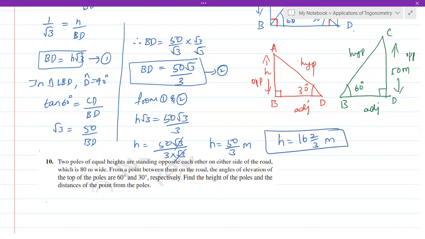Okay, I hope it's very clear. What we have done is, we have found two right angle triangles and there is a common side. We found the common side in both the cases and we equated it. We got the answer. Okay, so we'll continue with the remaining problems in the next video.